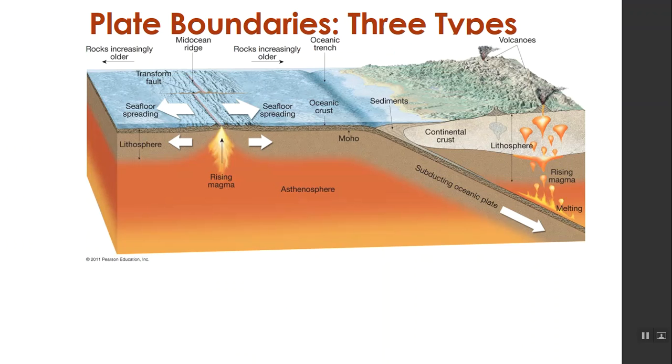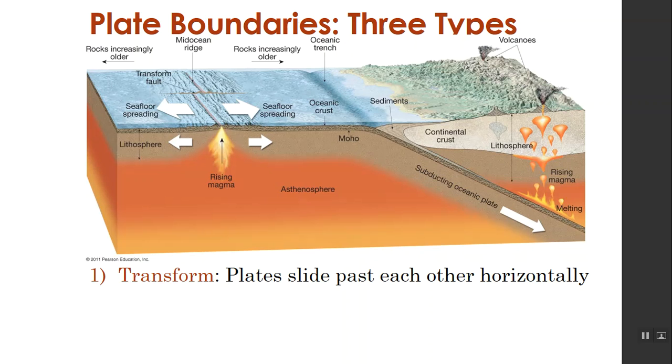So there are 3 types of plate boundaries. And I don't want you to get these confused with types of faults because we're going to talk about types of faults later. But we're talking specifically right now about plate boundaries. So we have these huge plates. And so what do the places where they're connecting look like?